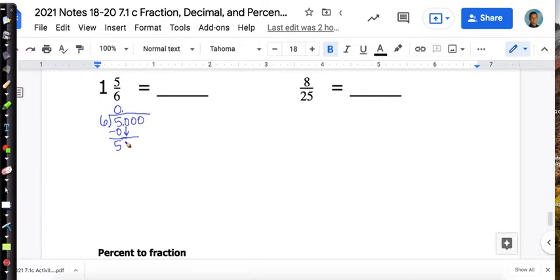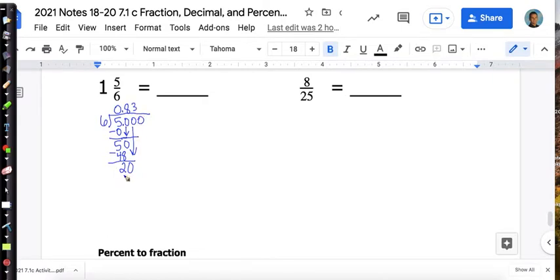So we're going to bring down that 0. 6 goes into 50 8 times. 8 times 6 is 48. Now I'm going to subtract. 50 minus 48 is 2. I'm going to bring down another 0. 6 goes into 20 3 times.